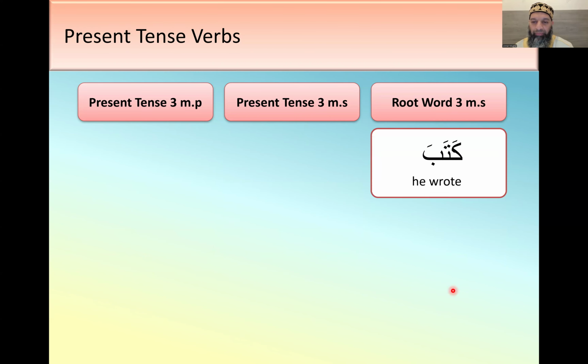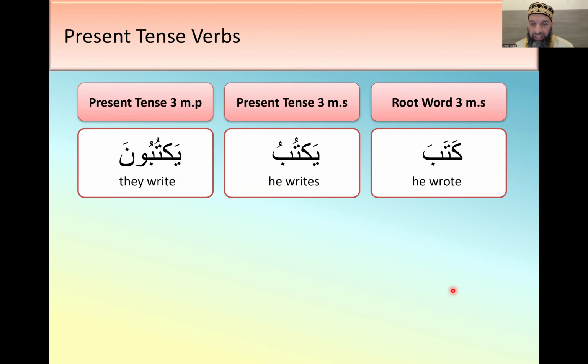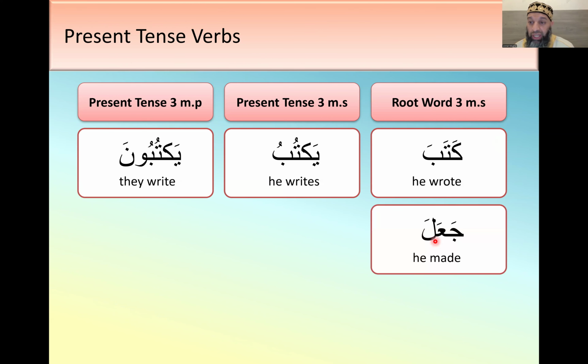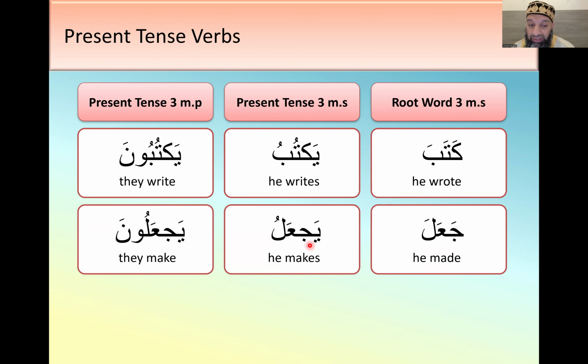Next one. Okay, so I showed you those examples. Now I'm showing you the same ones written out again. For kataba, we've done it. Kataba, yaktubu, yaktubuna. So at the moment, you don't have to learn anything. I'm just showing you. You don't have to learn any rules yet. I'll show you inshallah later. Ja'ala means he made. Yaj'alu means he makes. And yaj'aluna means they all make.